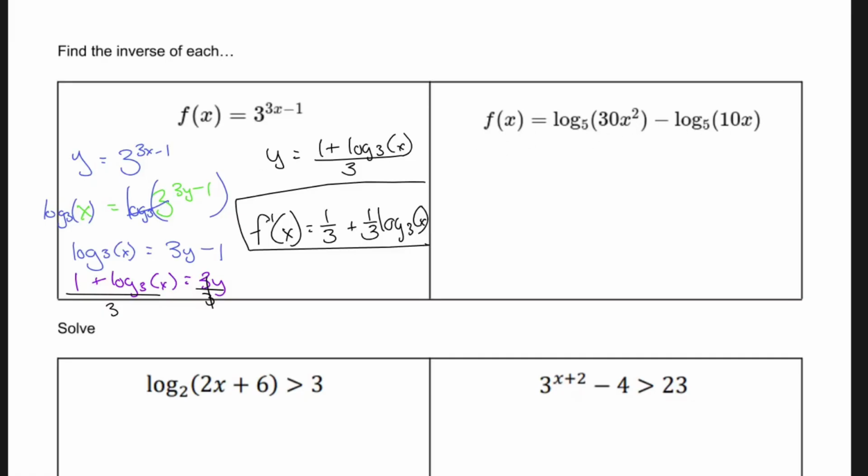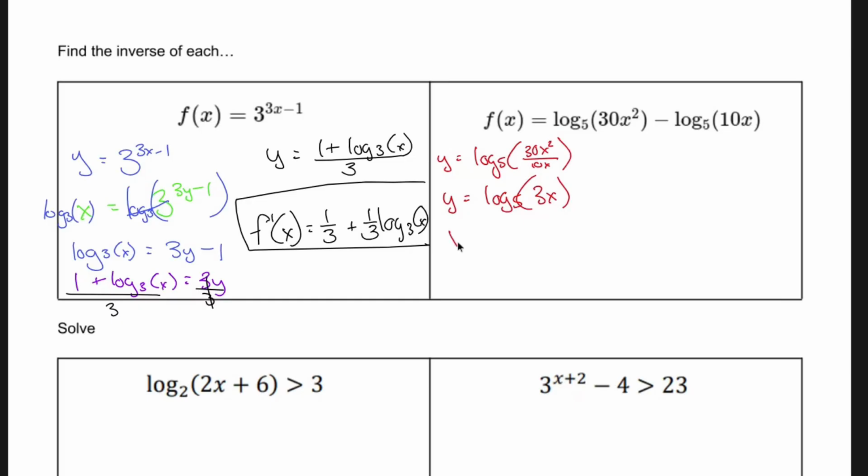Now let's just go traditional. Let's still do the whole y equals. I am going to combine at the same time. I'm just going to do it. You can't stop me. Log base 5 of 30x squared over 10x, was my favorite type of sugar. So y is going to equal log base 5 of 3x.